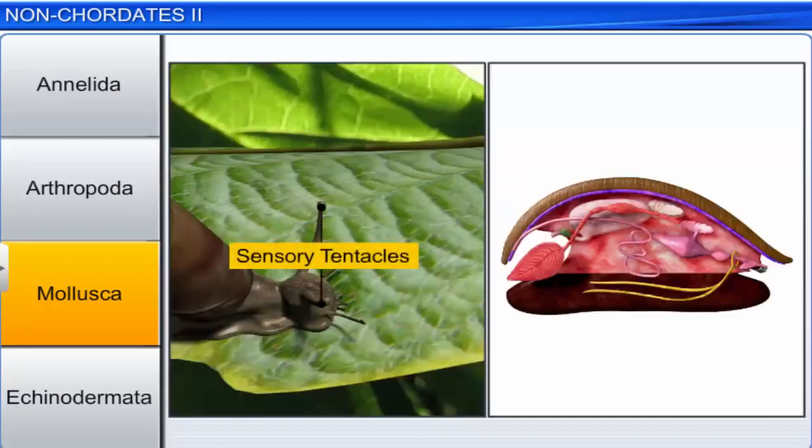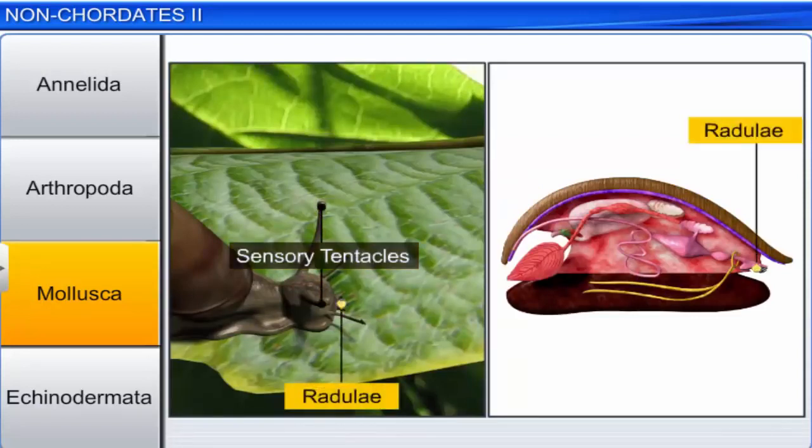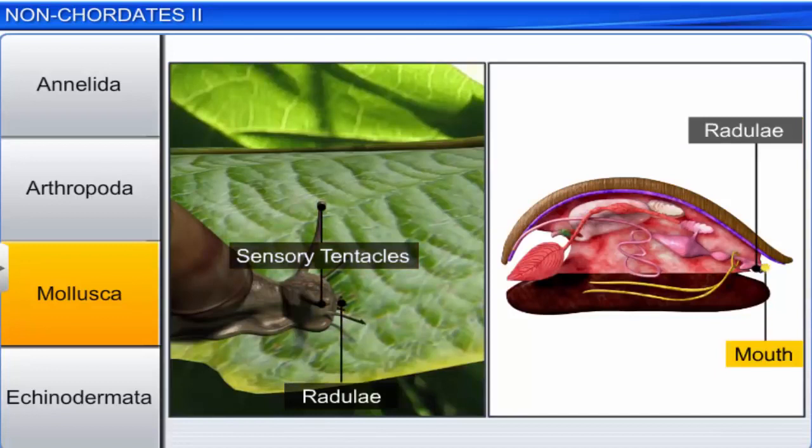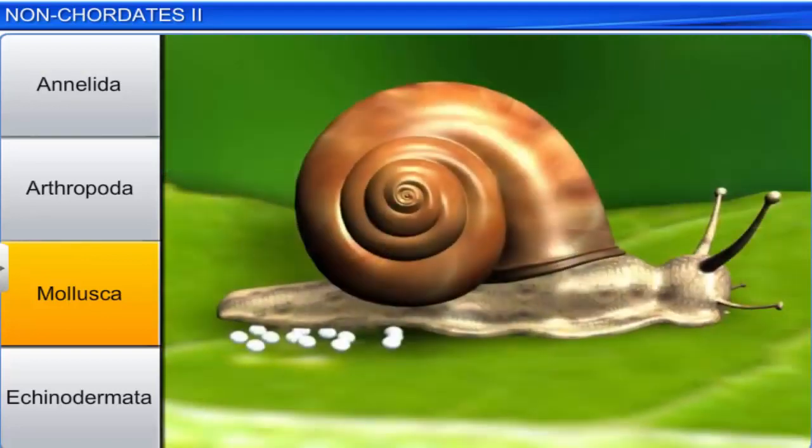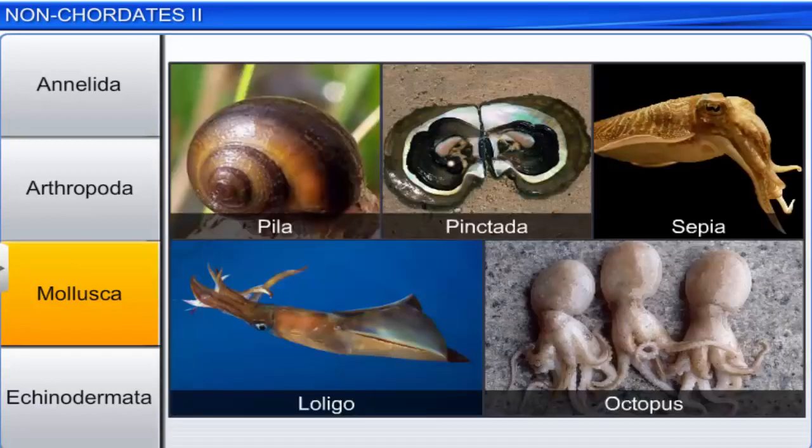The sensory tentacles on the head region are used for locating prey, while the radulae in the mouth are used for feeding. In mollusks, the sexes are separate, and they are oviparous and exhibit indirect development. Balar, Pinctada, Sepia, Loligo, and octopus are some common mollusks.